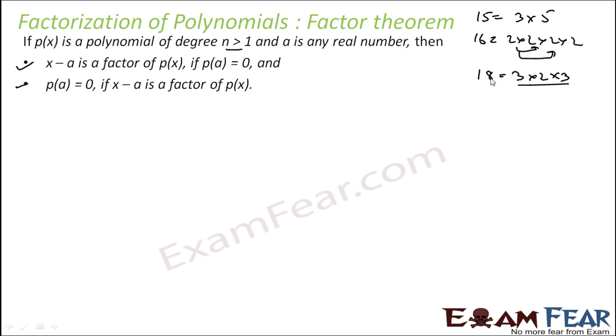Right? So for a polynomial, if x minus a is a factor of p(x), then p(a) has to be equal to 0. The remainder is 0. I think we discussed this. And the other way around also, if p(a) is equal to 0, then x minus a is a factor of p(x). This is called factor theorem.